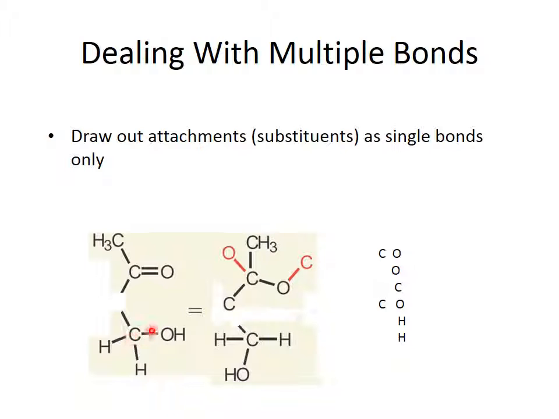It says draw out attachments. I don't think you really need to draw out attachments. What works for me much better is to draw out the layers like this. And if I go out and I look at this, I can see these 2 groups being compared. Carbon, carbon, the same.